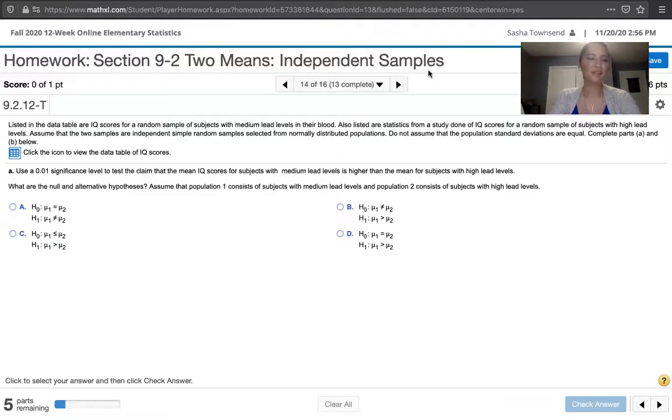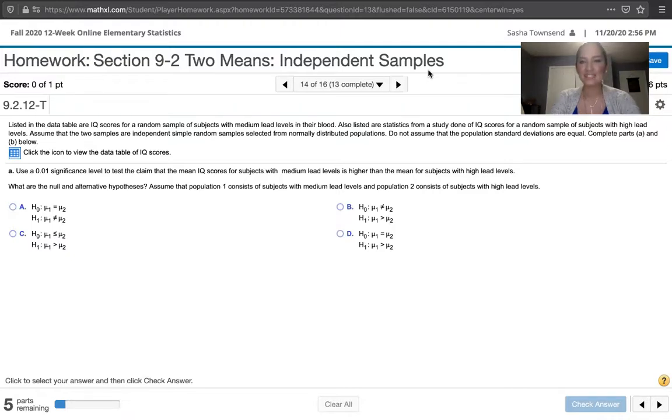In this video, we solve problem 9.2.12-T from Essentials of Statistics, 6th edition by Mario Triola. The problem statement says, listed in the data table are IQ scores for a random sample of subjects with medium lead levels in their blood.